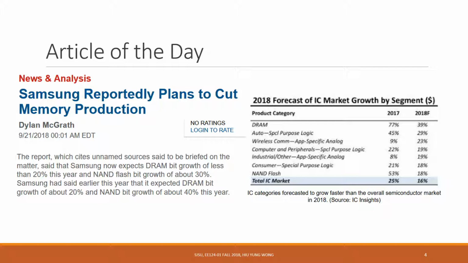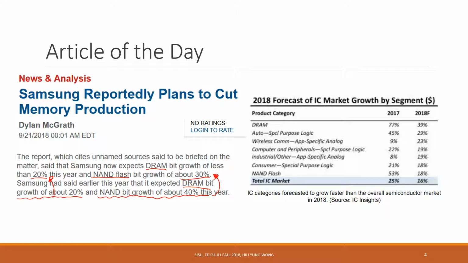Okay, article of the day. So today I saw this news. Samsung said that they plan to cut the memory production. Earlier this year they thought that the DRAM growth would be about 20% and NAND about 40%. But now they adjust it so that it actually becomes lower. So it looks like there is a slowdown in the industry, right? Hopefully it won't be a big deal.